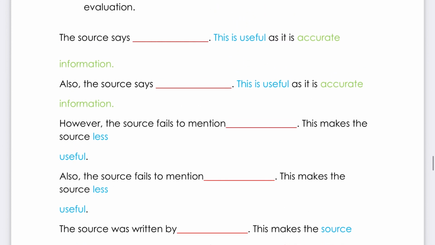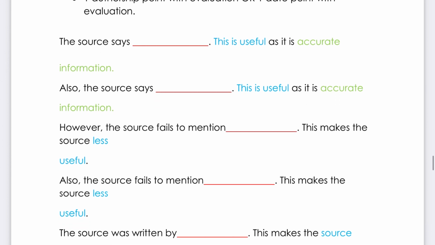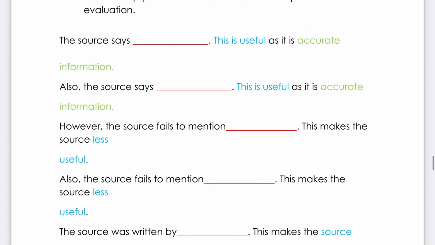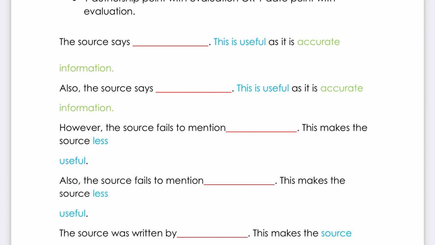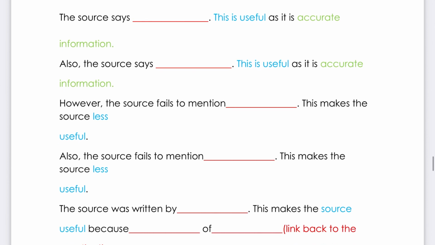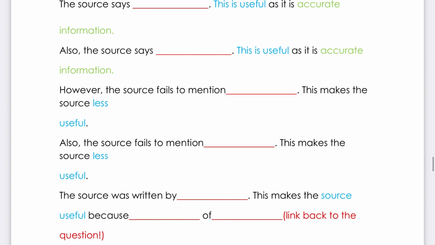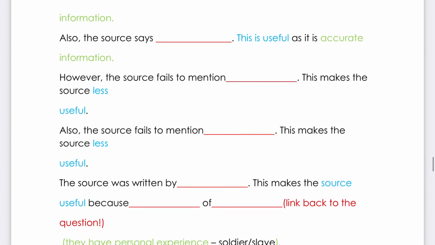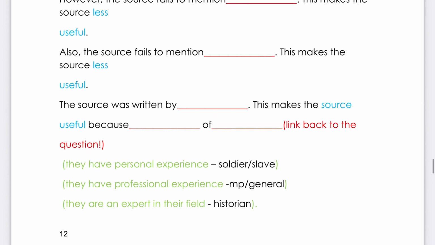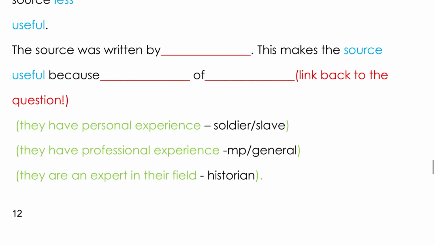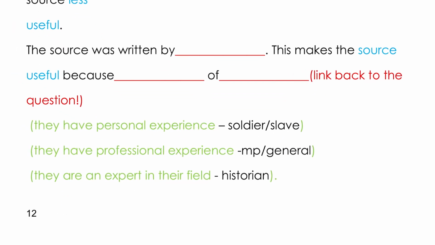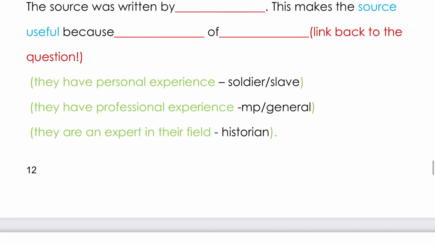Now, as you know, the cardinal rule for this question is that you must have evaluation for all the sentences. For the source points, the author, and the date, it will always increase the source's usefulness. For the omission, it will always decrease the source's usefulness. And remember, for the author, you've got your buzzwords. Let's say for the Migration and Empire, it's a Scot or an immigrant, they would have personal experience. If it's a journalist or a politician, they have professional experience. And if they're an expert in the field, they are a modern historian.